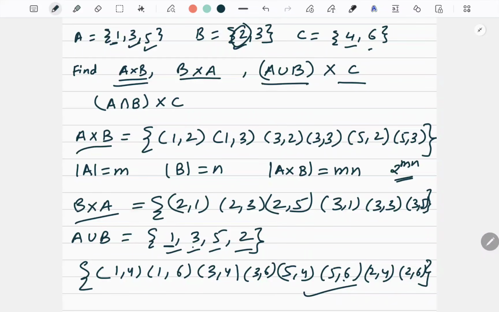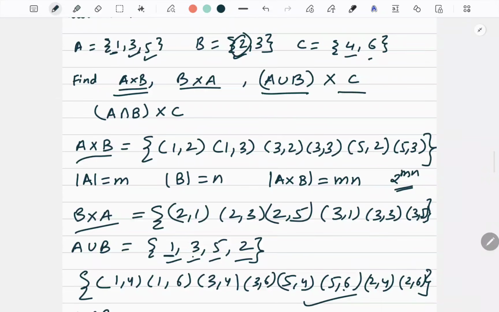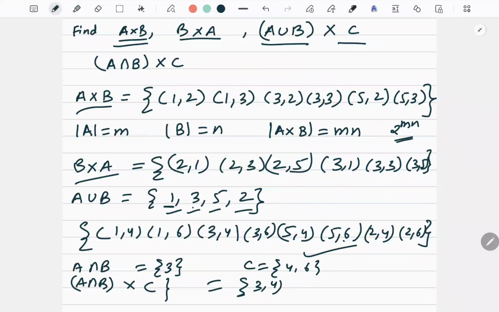Now next is A intersection B cross C. So A intersection B, how will you find it? What is common in A and B, right? So go back to A and B. What is common? 3. So A intersection B has only one element, that is 3. And now C is equal to 4 comma 6. So how can you write A intersection B cross C? So this will be equal to 3 comma 4 and 3 comma 6.